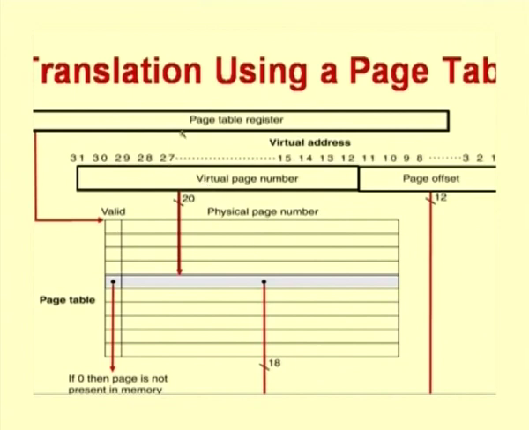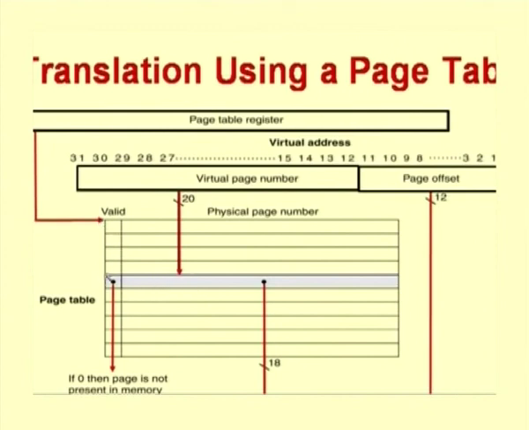So as we just said, the page table register will point to the beginning of the page table. The page table is located somewhere in memory, so this is pointing to this. And from the virtual address, I get the virtual page number, right? This virtual page number will tell me from the starting position where exactly this is located.